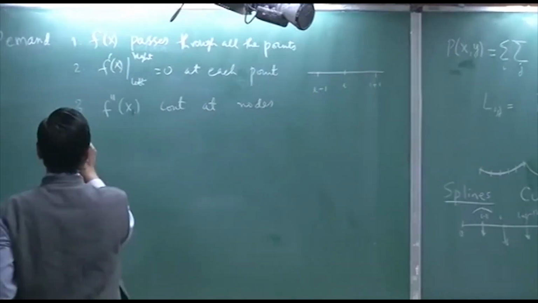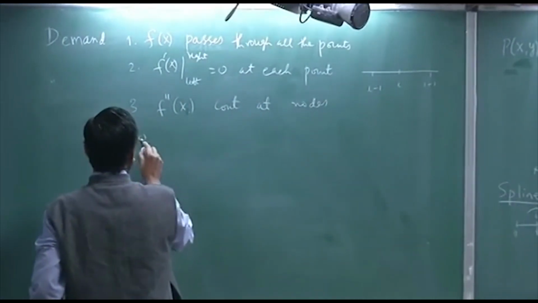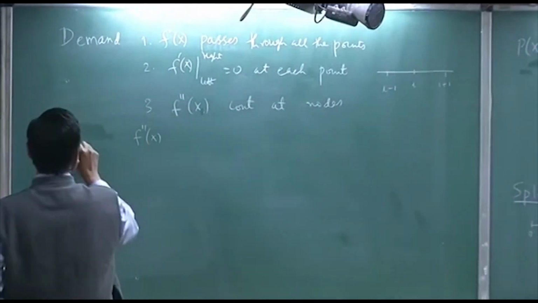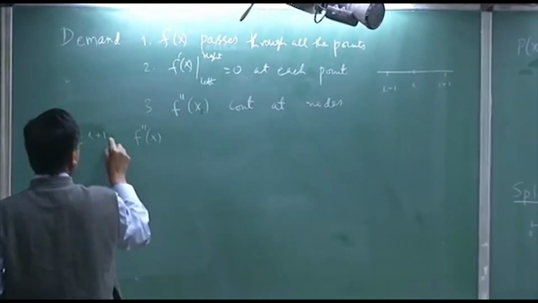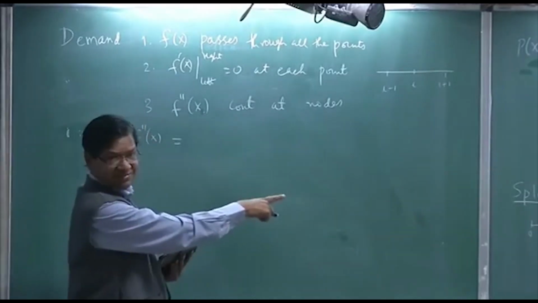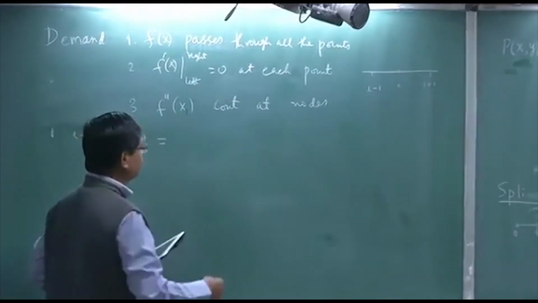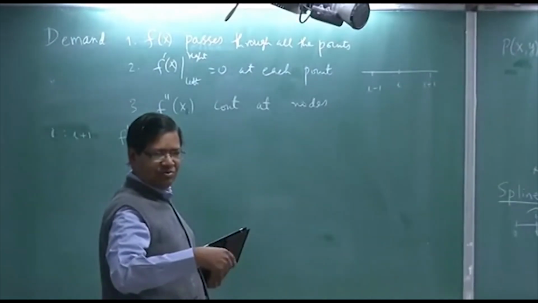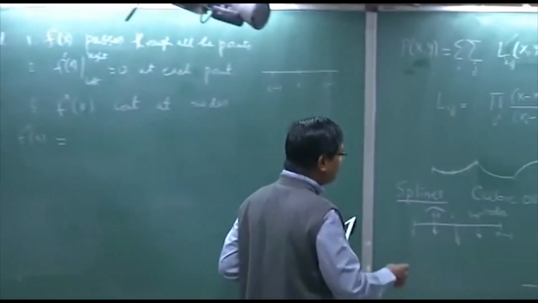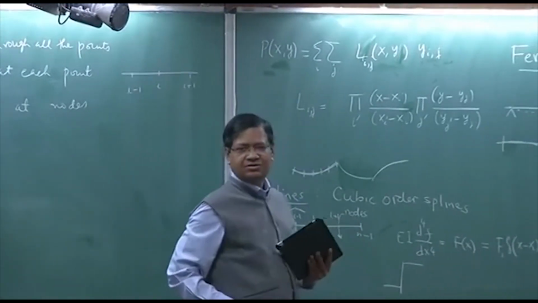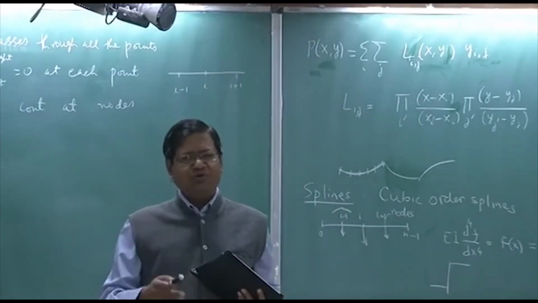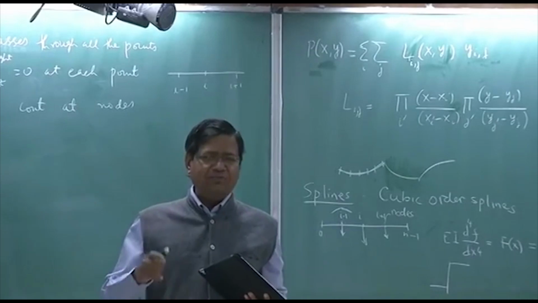So f double prime of x, let's say in the interval i to i plus 1. I'll say this is a linear function. Each piece is a linear function because it's a delta function. It just follows. So I'll use Lagrange interpolation to write down the function f double prime, assuming that I know the f double prime at each point. So step 1 is, suppose you know f double prime at each point, you can write down piecewise linear functions.